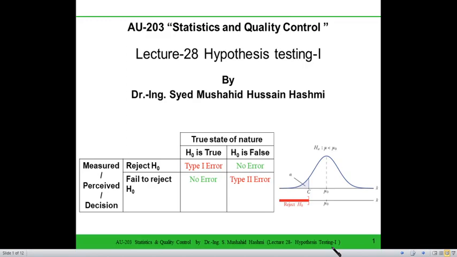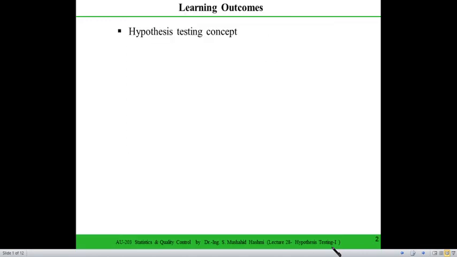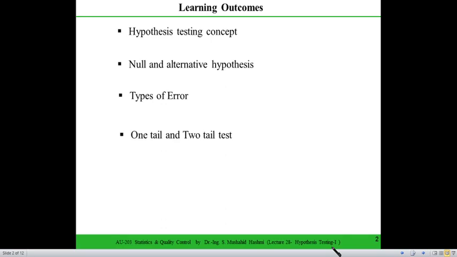This is lecture number 28 of the course AU 203 Statistics and Quality Control. In this lecture, we will talk about hypothesis testing, look into the definitions, what are null and alternative hypotheses, different types of error associated in hypothesis testing, and one-tail and two-tail tests.